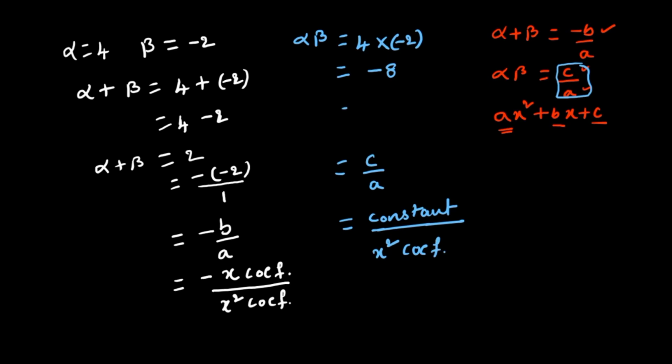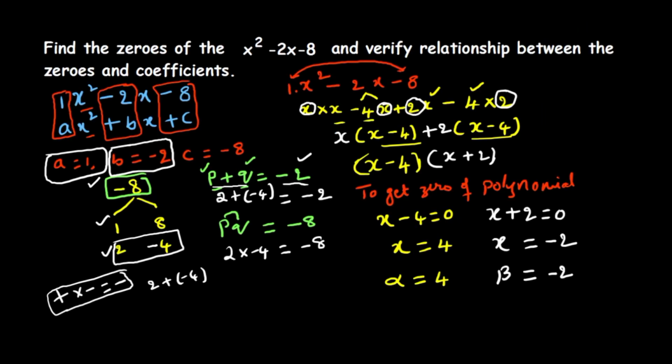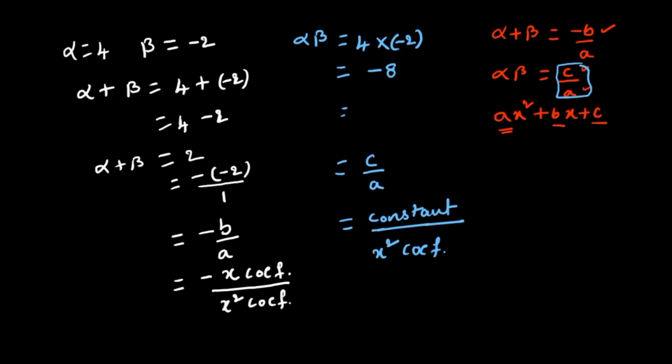So what is c by a? Once we check on the previous page, here c is minus 8 and a is as usual 1. Already it is minus 8, so this minus 8 we write as minus 8 by 1. So in the question, minus 8 is c and 1 is a, that is the constant by x square coefficient. It's a most important model. One more question we'll discuss.